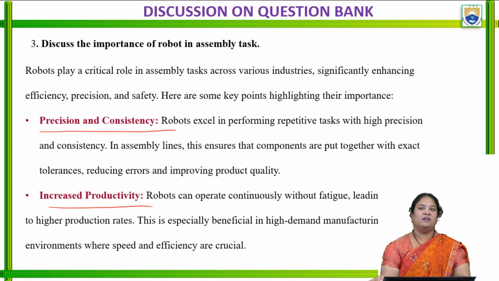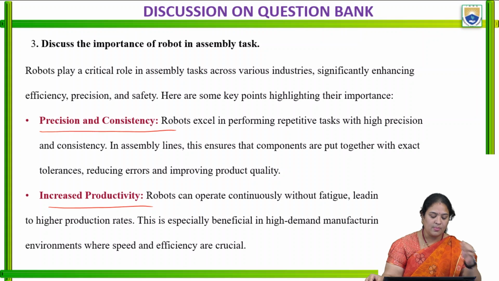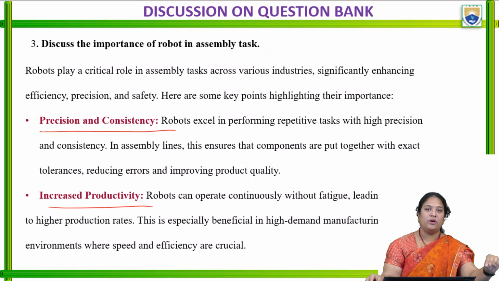Whenever we need an exact tolerance or whenever we need to reduce the errors and improve the product quality, we come across the robot to do the assembly task operation for a precision and consistency operation. Next is the increased productivity.